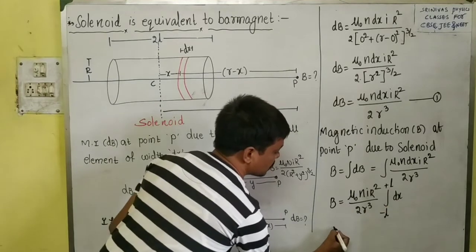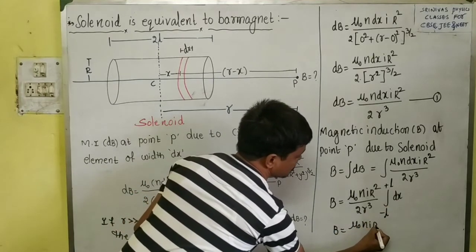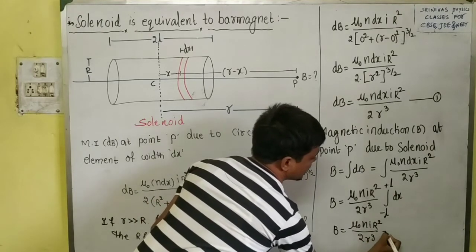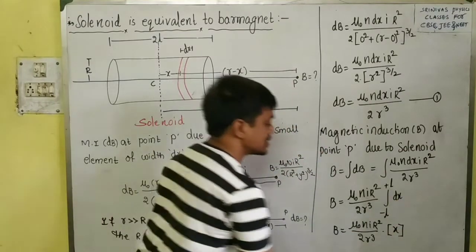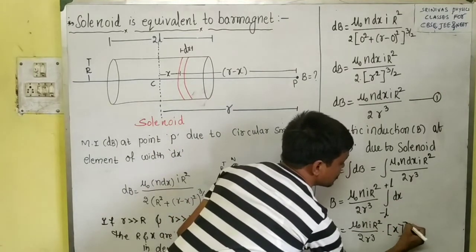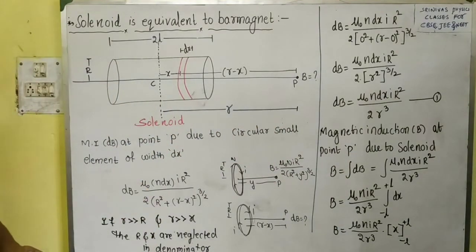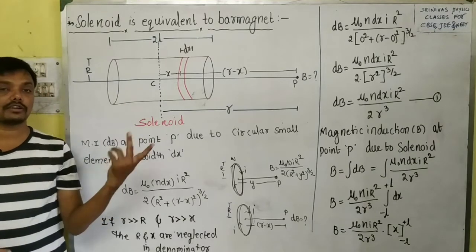Integration dx we have to write. What is it? Mu naught n I r square by 2 r cube times integration dx. Integration dx is x, we know already. The limits are minus L to plus L. Now the next step is to substitute the limits, then we will get the final answer. You take the screenshot and note every point.